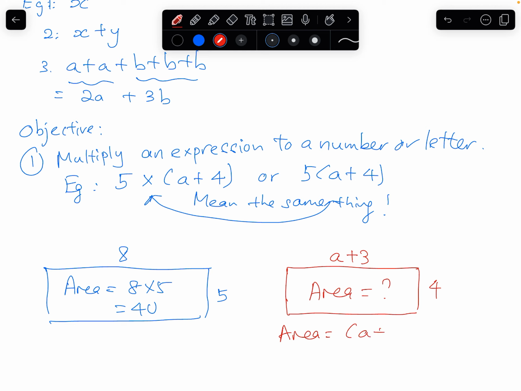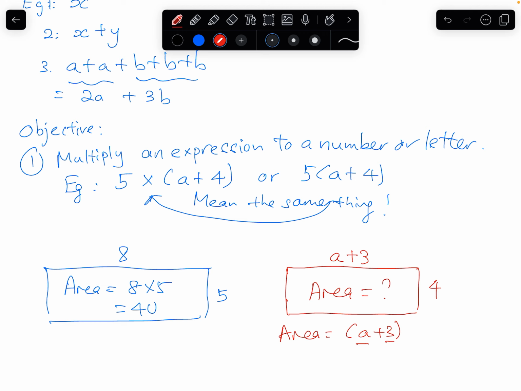a plus 3. Now, do you realize something that I always do with the a plus 3? If you look at the objective that I wrote earlier, if I have two terms, which is a, and the other term could be a number, and when I add them together, I usually put a bracket to this, okay? And I'll show you why it's not right not to put the brackets.